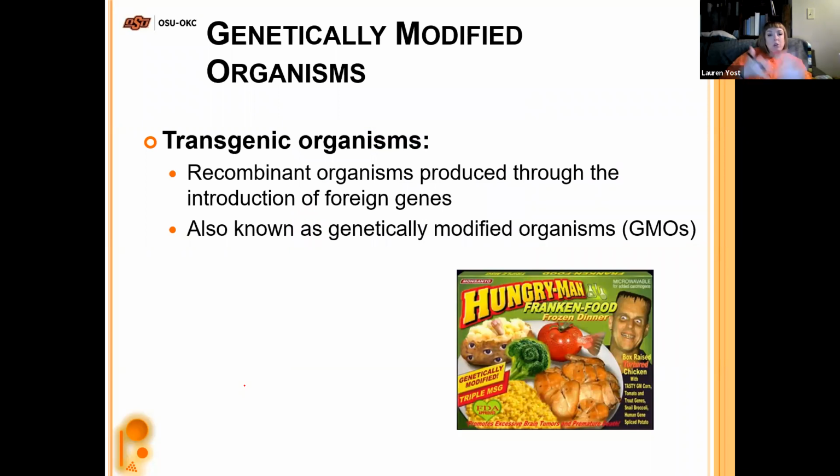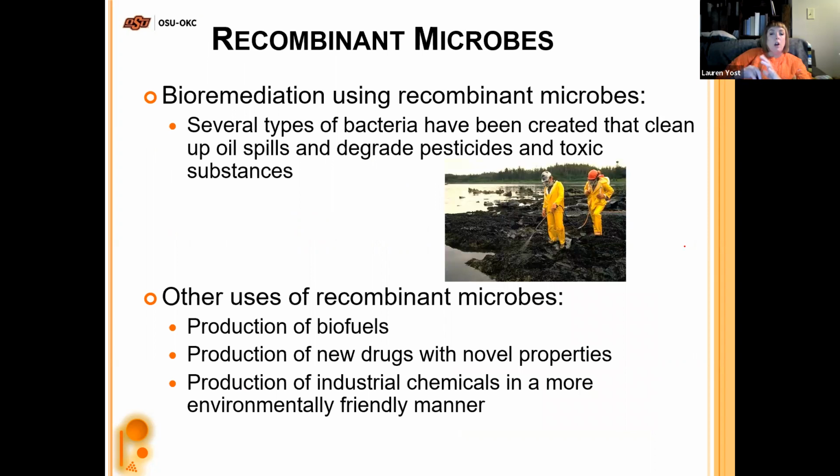When we talk about GMOs, we are talking about genetically modified organisms. Any organism that has a foreign gene put into it is a transgenic organism. We call them genetically modified organisms. Okay, they have foreign genes put in them. We use recombinant microbes for things like bioremediation. We have altered bacteria so that they can help clean up and break down oil spills and things like that, to clean up our environment. It is useful. It is something that has helped tremendously with those sorts of problems.